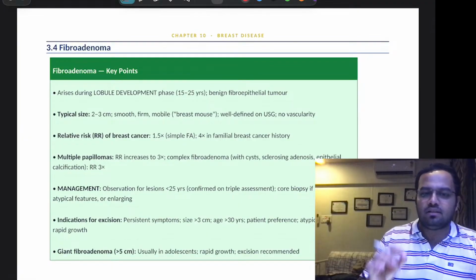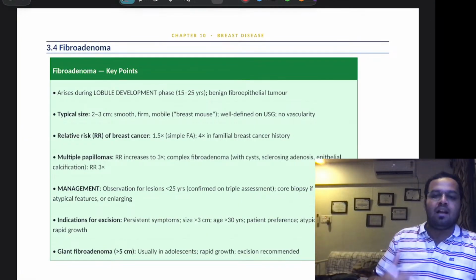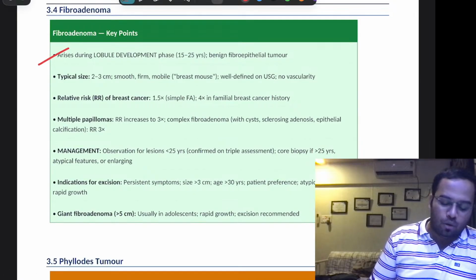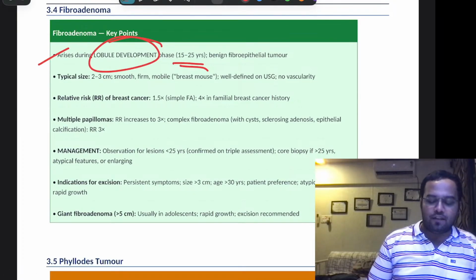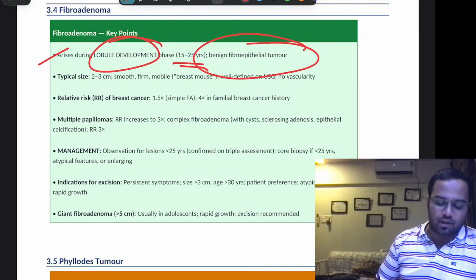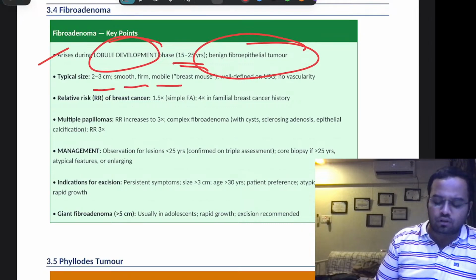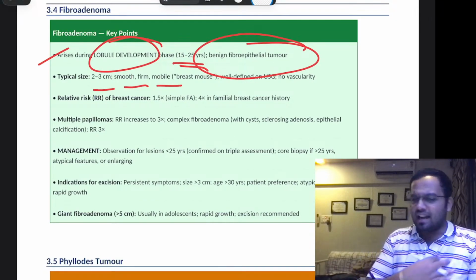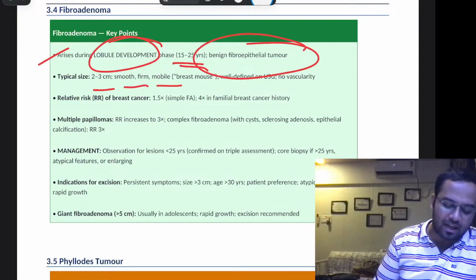Fibroadenoma. So now the childhood. So when the breast is developing, then we are going to talk about the disease which is the fibroadenoma. So it arises during the lobule development phase of 15 to 25 years, and it is a benign fibroproliferative disorder. 2 to 3 centimeters, smooth, firm, mobile breast mouse. So basically it can go to any part of the breast and again come back. So that is why it is called as a breast mouse.